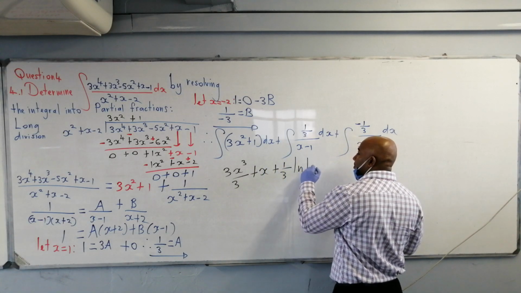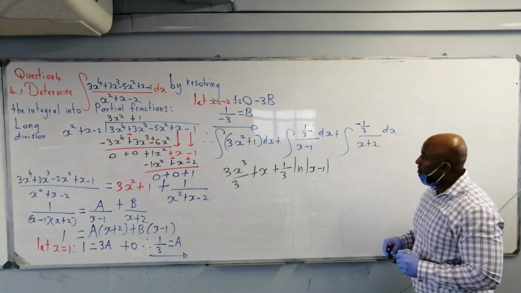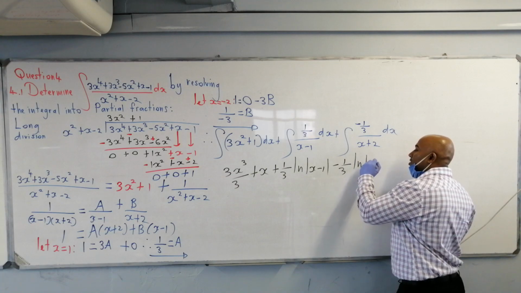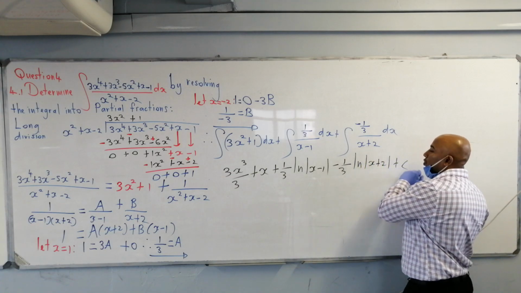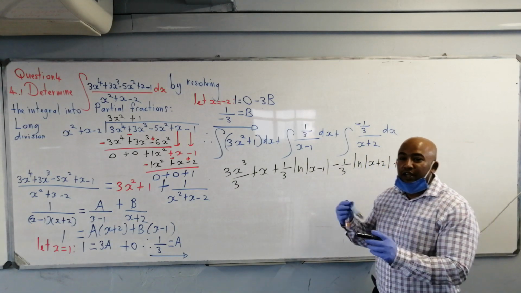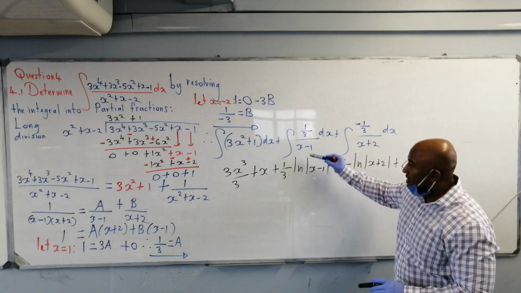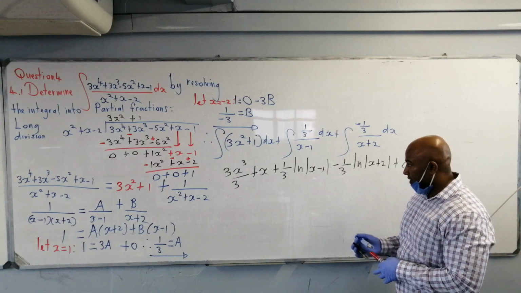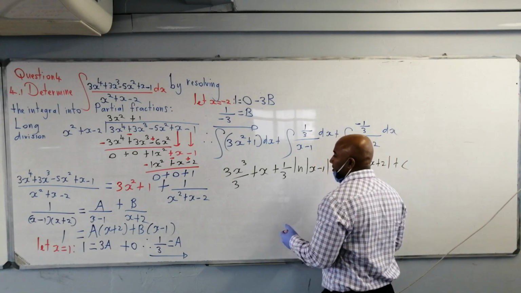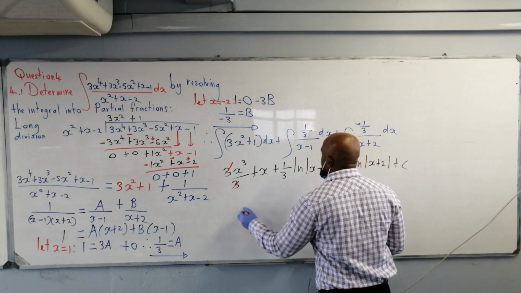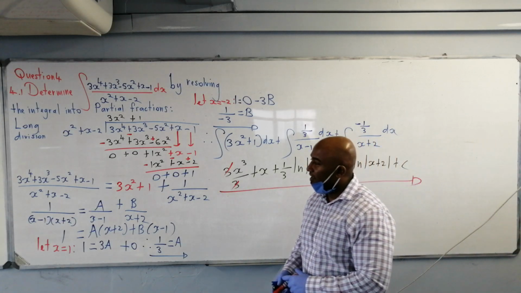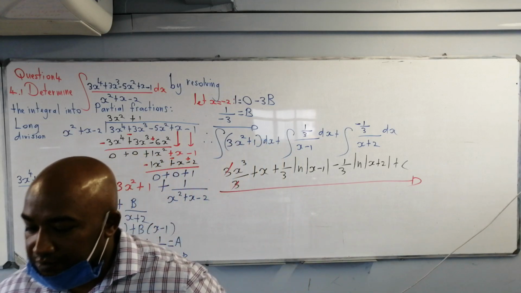1 over 3 ln absolute value of x minus 1. This is going to be minus 1 over 3 ln absolute value of x plus 2 plus c. I didn't have to use any tricks here because the derivative of x is just a positive 1. So you can see 3 and 3 will cancel there. And that is your 5 marks.